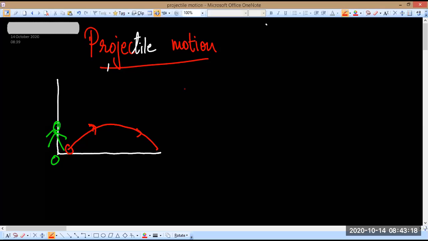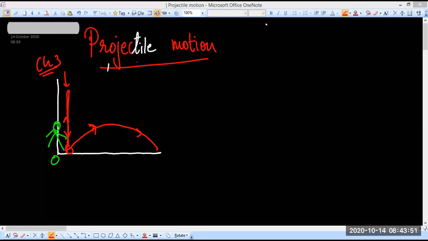Typically here on earth we see that when we throw something at an angle, and if you throw it straight up, it would go up and fall back, right? That was in chapter 3. We have already talked about such things. We have calculated how much time it takes and all that. Here also we are going to do similar things, but at an angle. That's the difference.